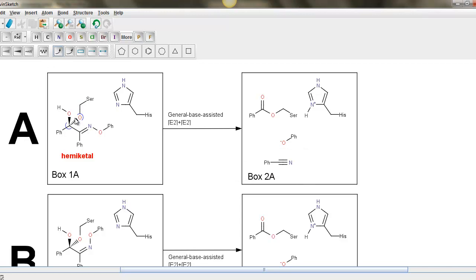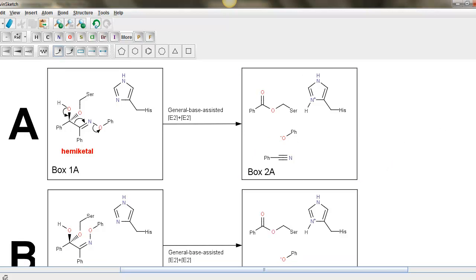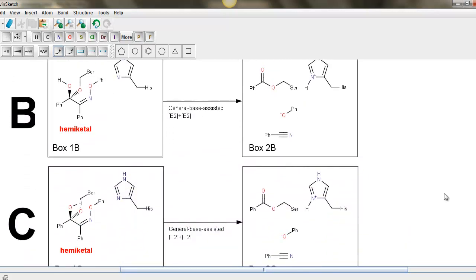So the electron flow is going to go something like this. We're going to bump this down. This is going to bump off and go on to here, which then would bump this off. So that's the electron flow. Now we got to figure out which one represents these conformations.